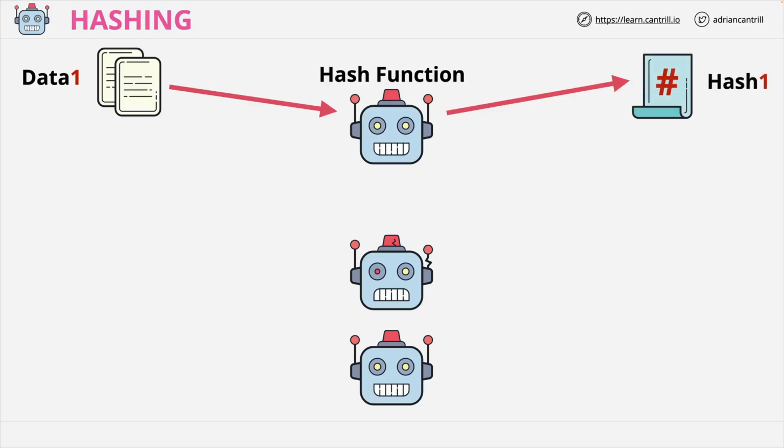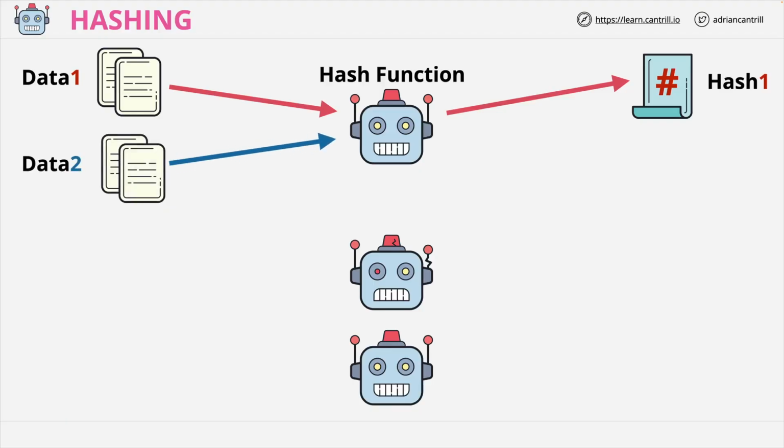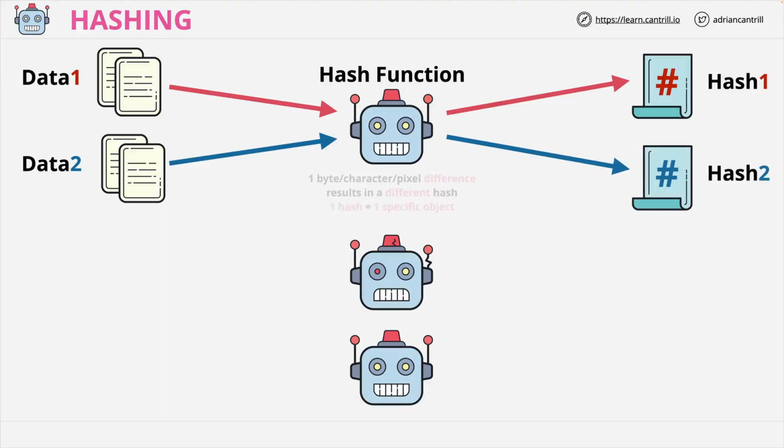So whether the data is a text file, an image, or a huge database file, the hash you receive will be tiny and fixed length based on the hashing function type. Now also critically, if you take some other data and again put it through the same hashing function, you will get a different hash, a unique hash value. Even if the data differs by only 1 byte, 1 character or 1 pixel, it will result in a different hash. The aim with hash functions is that any change, no matter how minor, will result in a different hash value.